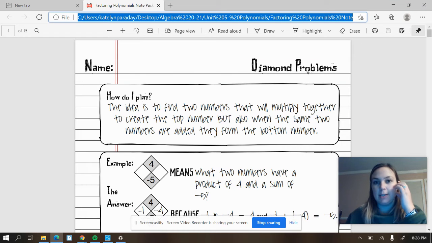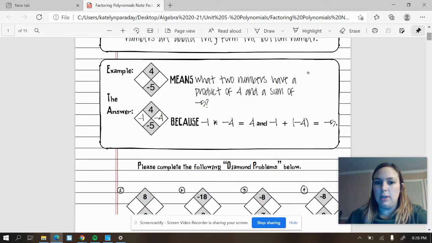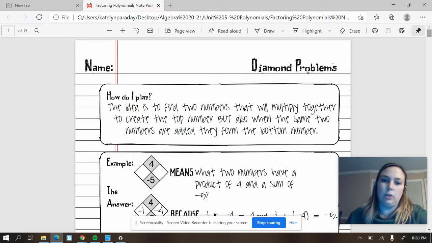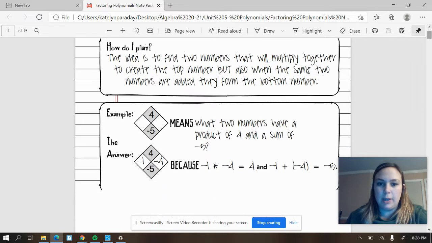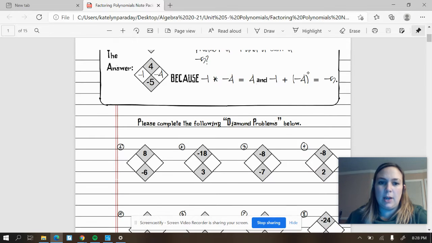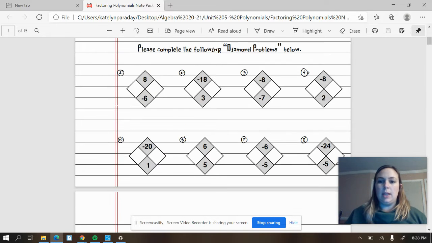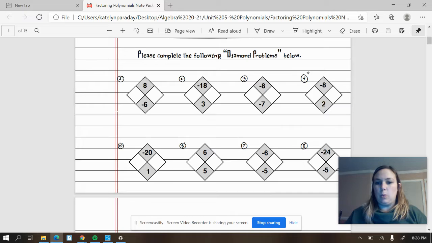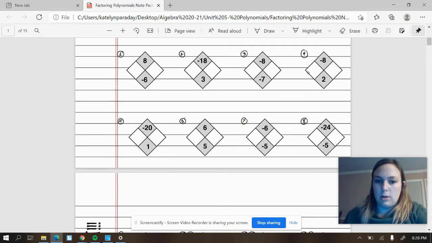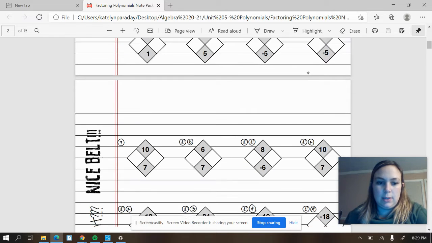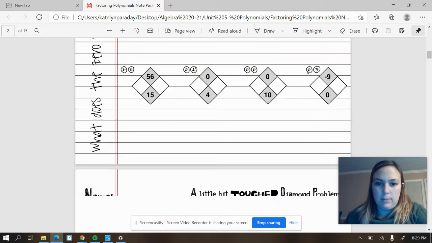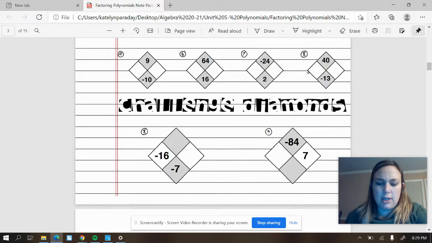Hi guys, so I decided to go through and do the next couple pages. Yesterday, we talked about the diamond problems and how we could fill those in. These are going to come in handy when we are working on our next unit. Okay, so those were the pages. This was just an extra one.